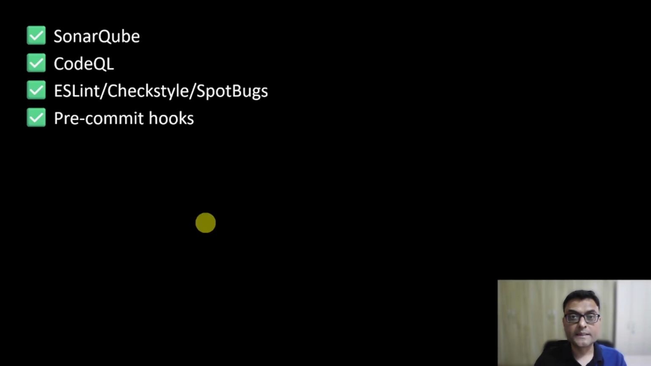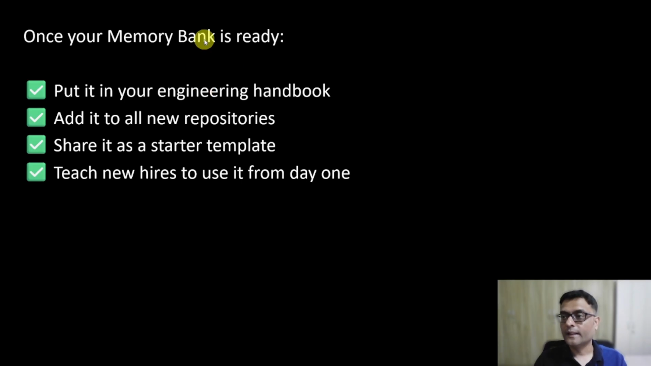For enterprises, add automated rule enforcement. Use SonarQube, CodeQL, ESLint, checkstyle, SpotBugs, and pre-commit hooks. Whenever Copilot generates violating code, CI/CD fails and the developer has to fix it. Once your memory bank is ready, put it in your engineering handbook, add it to all new repositories, share it as a starter template, teach new hires how to use it from day one.